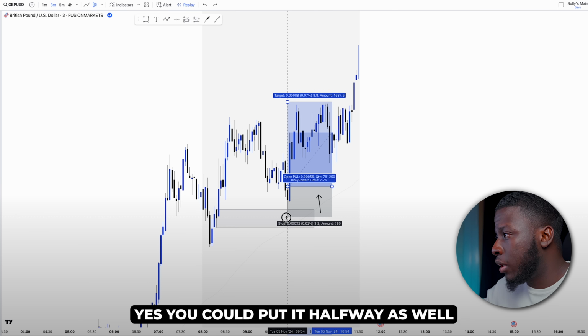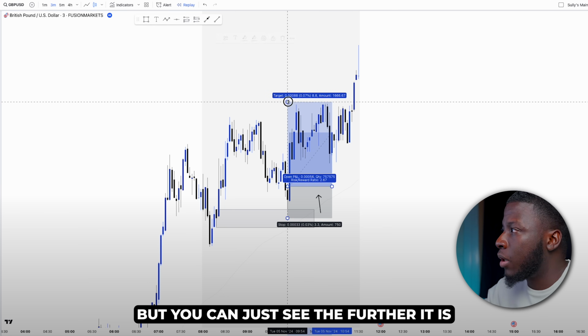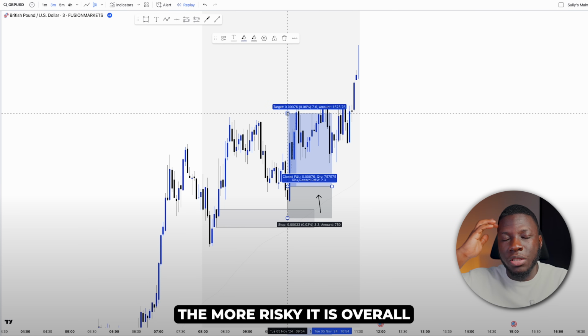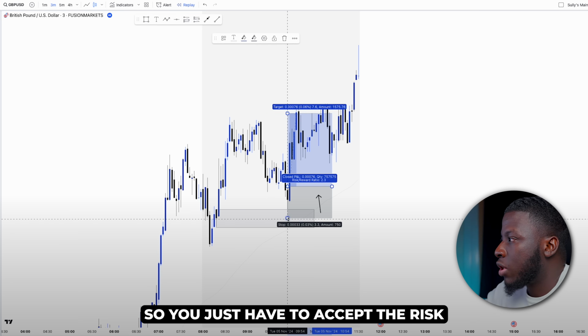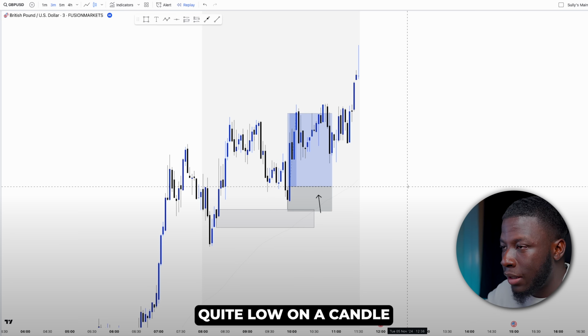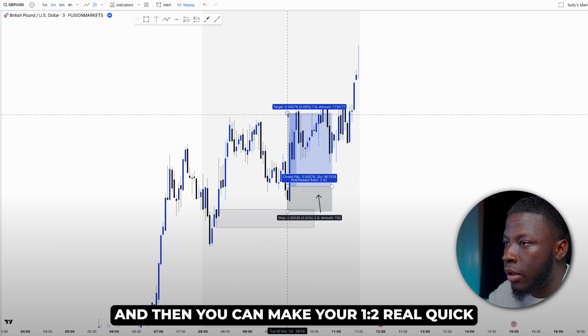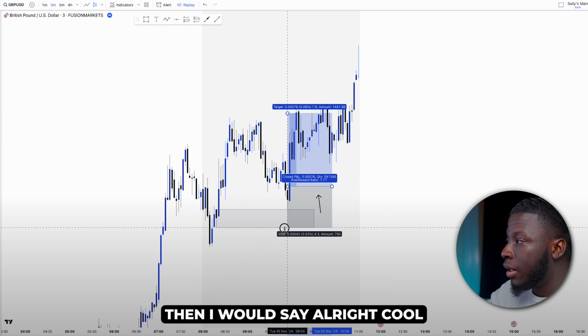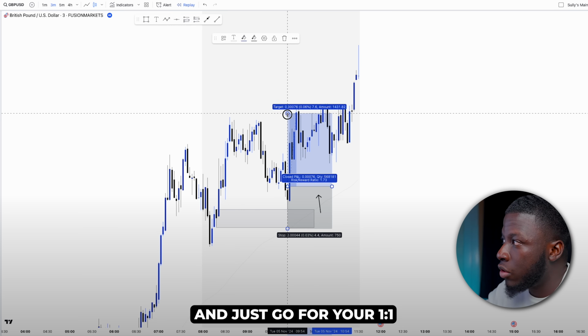Yes, you could put it halfway as well. Fair enough, maybe that works, but you can just see the further it is, the more risky it is overall on a higher time frame. So you just have to accept the risk of putting it quite low on the candle, and then you can make your 1 or 2s real quick. If you want to go for 1-to-1s though, then I would say, alright, cool, you can put it outside the zone and just go for your 1-on-1s.